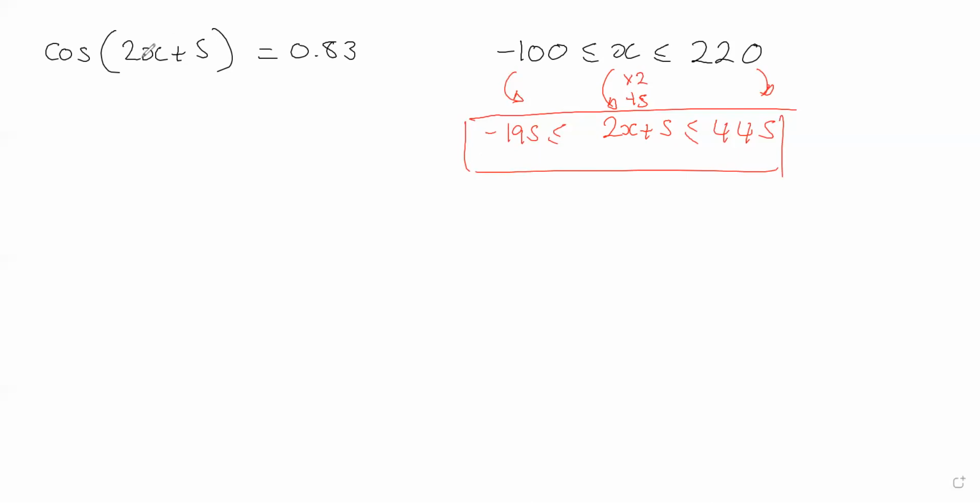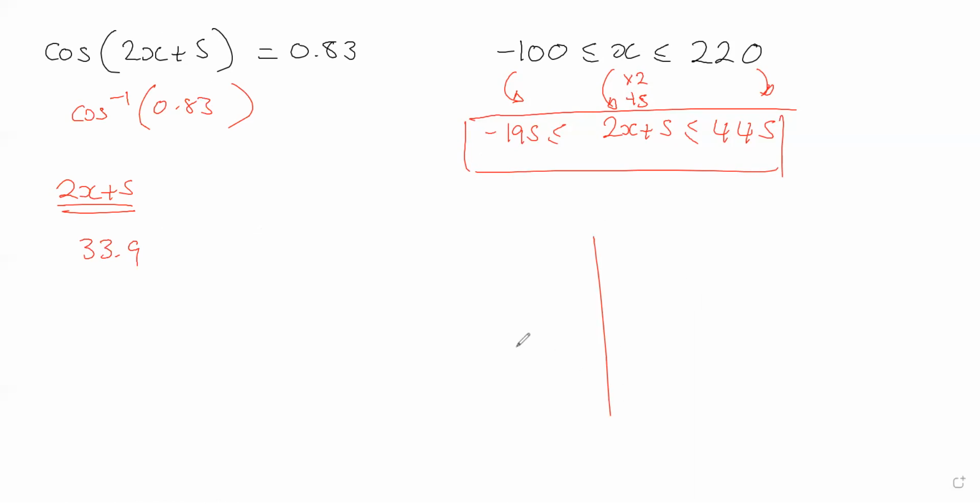So now what I'll do is I'll do cos⁻¹ 0.83 to get my first answer for 2x + 5. So let's do that. Yep, so the first answer is 33.9.